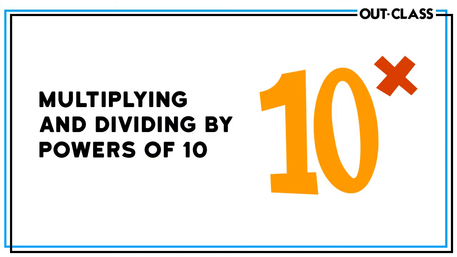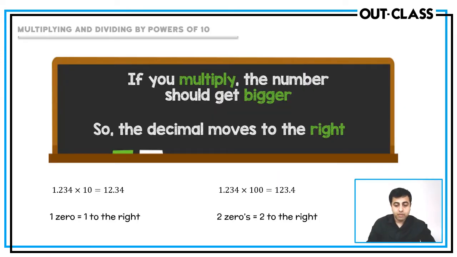Now let's quickly cover something I consider very important, which is powers of 10. So, multiplying and dividing by powers of 10. This confuses a lot of people, but I think the basic intuition is: if you multiply, the number should always get bigger. I think that's just logical.